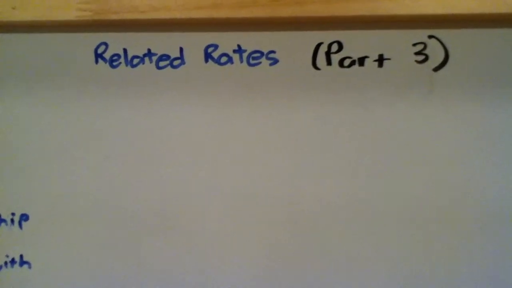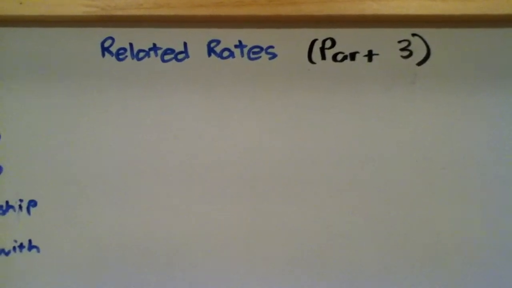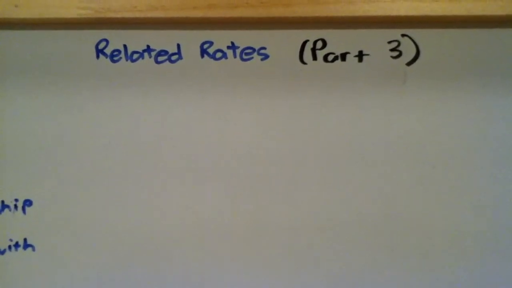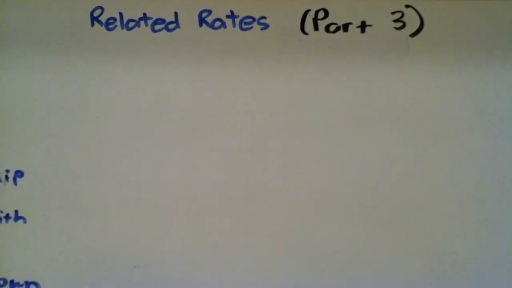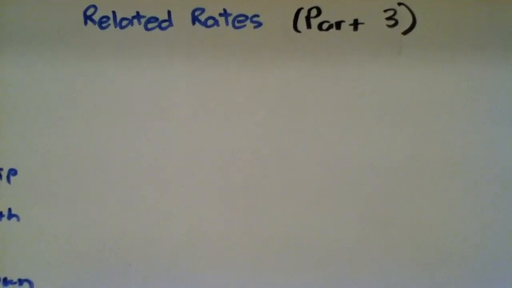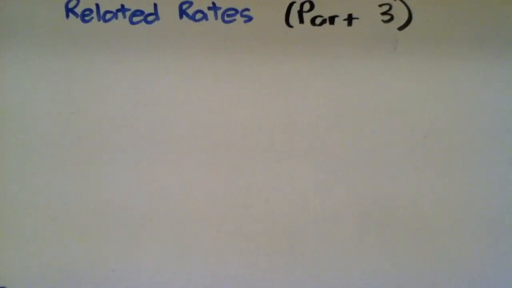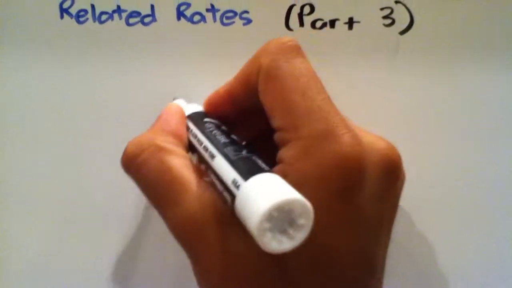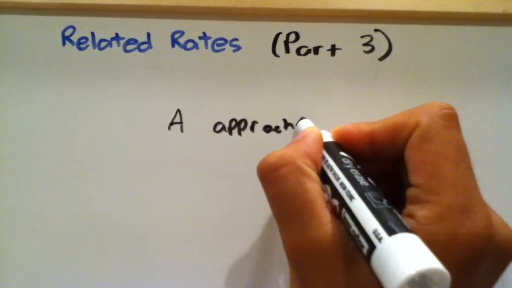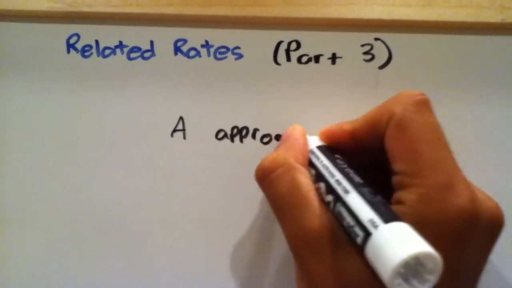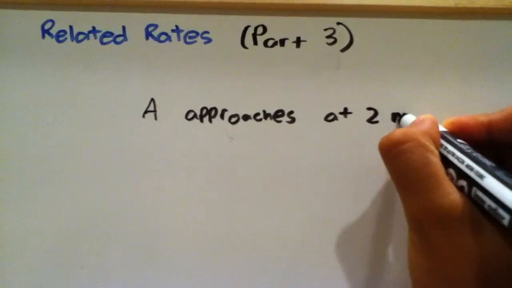Alright, welcome back, and let's just continue on with the related rates topic with yet another example. So this example will have to do with two objects moving towards each other on an intersection. And let's just start here. So there's object A, which approaches the intersection at 2 meters per second.